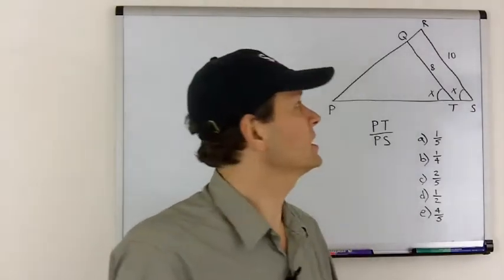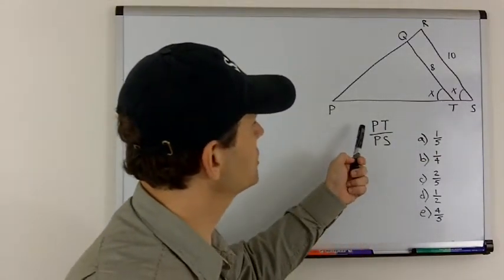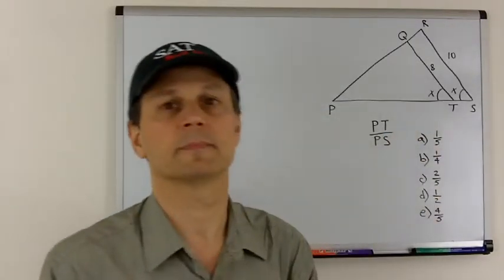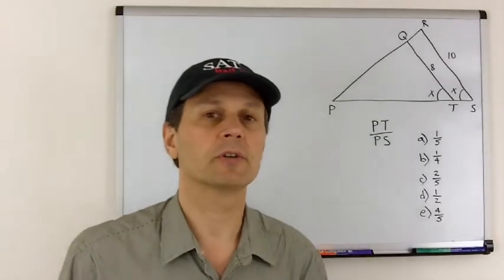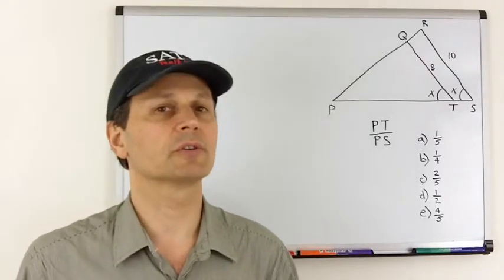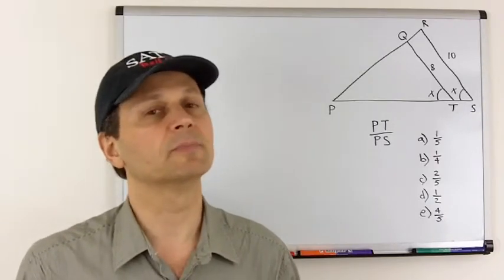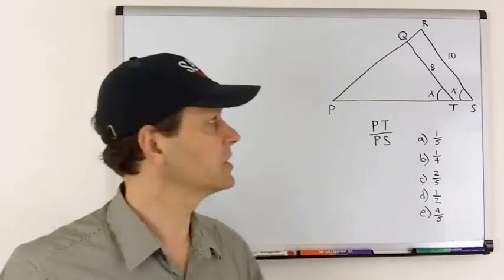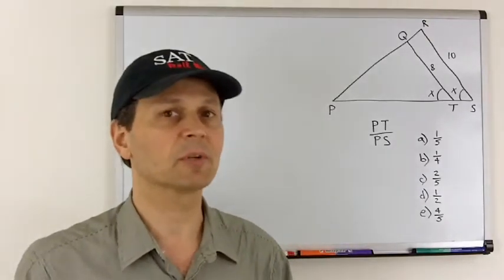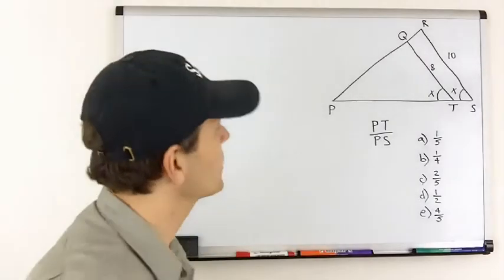In this problem, you're being given the figure as shown, and you're being asked to determine the ratio of PT over PS. Now, I'm going to show you the correct way to do this, and I'm also going to show you a little cheat that can help you to solve this problem faster, given the answers that you were given and given the way that the figure was drawn. But I want you to know the way to actually solve the problem, and then we can talk about how to get a quicker answer.